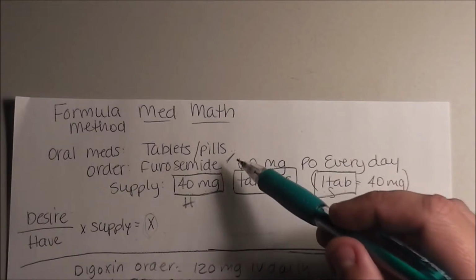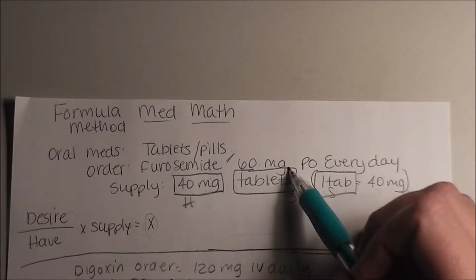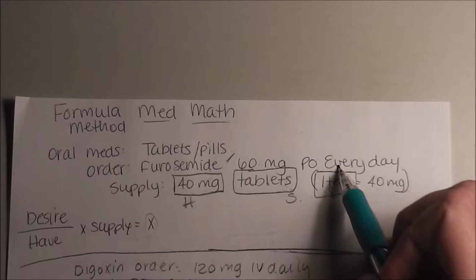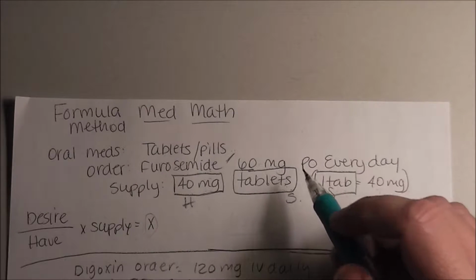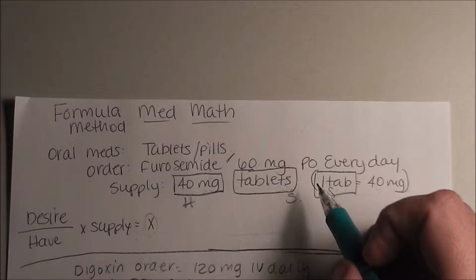So let's do a tablet or a pill. Furosemide. You need to know your generic names. Make sure you know these. 60 milligram order, PO every day. Now, your order would not just say every day. I mean, it might say every morning. It could say a lot of different things, but these are basic orders just to get through a med math problem. These may or may not be actual orders that you would see.